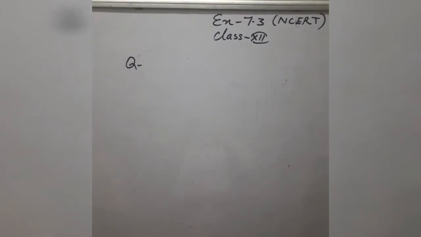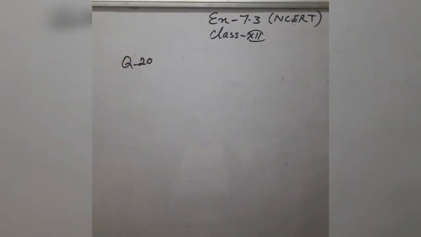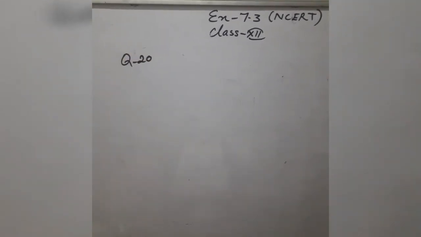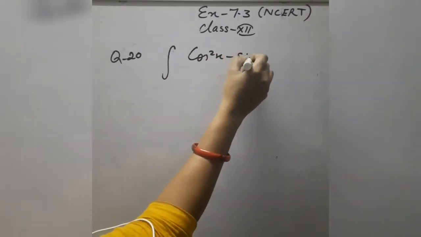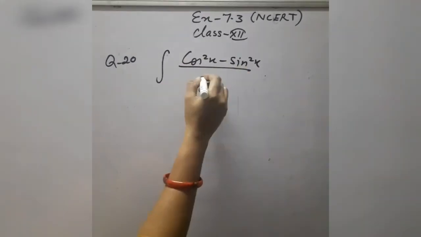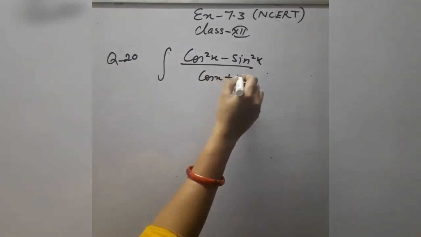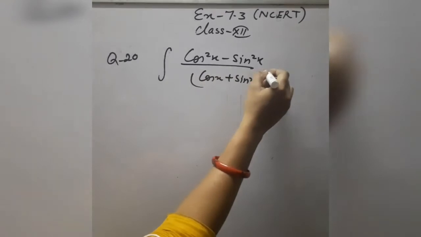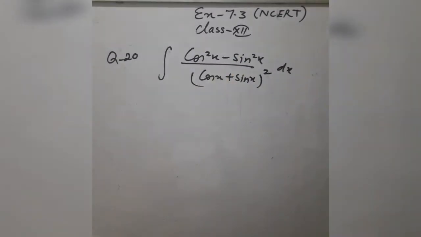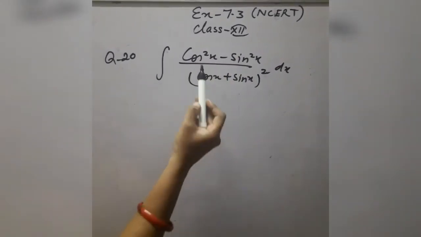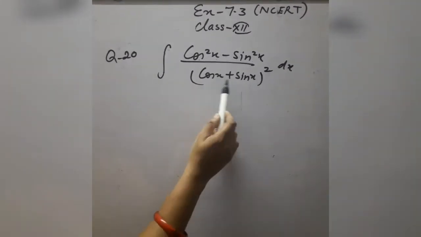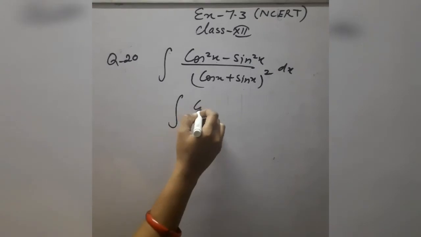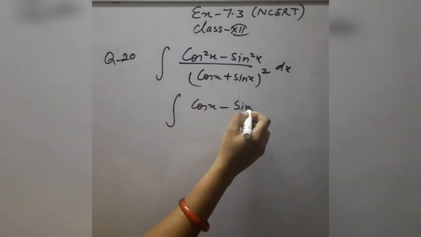Now see question number 20. In question number 20, statement is cos square x minus sin square x divided by cos x plus sin x whole square. This sum is also very simple. This cos square minus sin square, it can be written as cos x minus sin x and cos x plus sin x. One cos x plus sin x is cancelled. You will get here cos x minus sin x.